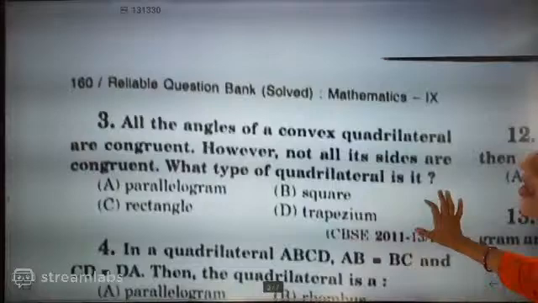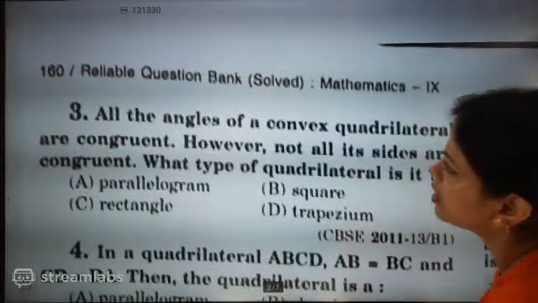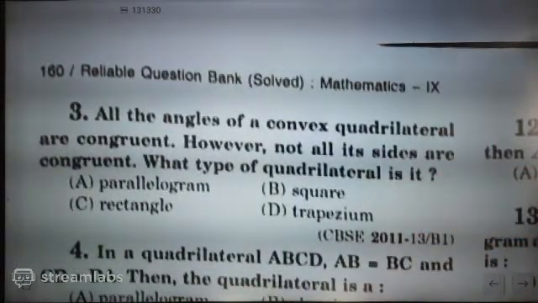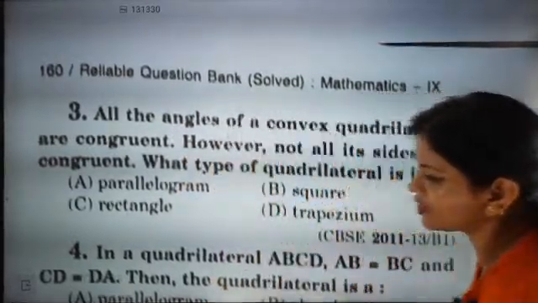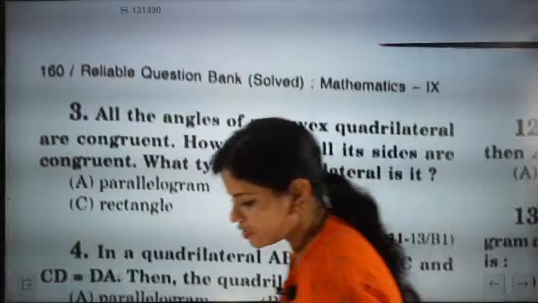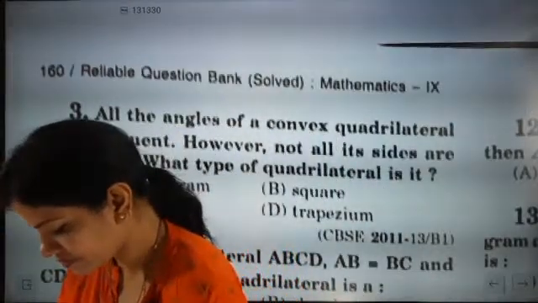Is it seen clearly? All the angles of a convex quadrilateral are congruent. Yes, opposite sides are parallel. I am asking diagonals. Opposite sides are parallel for both rectangle and square.